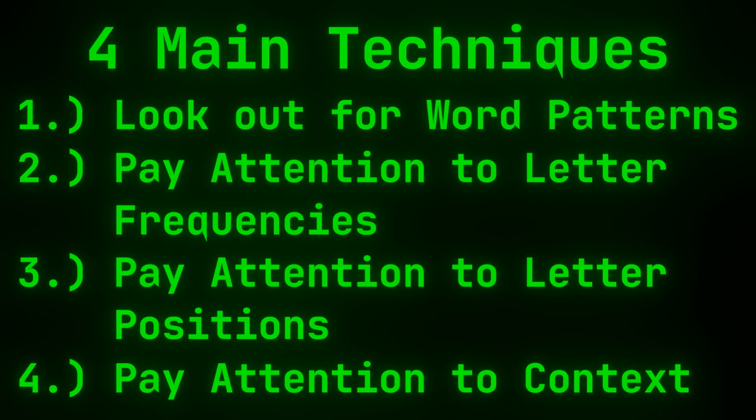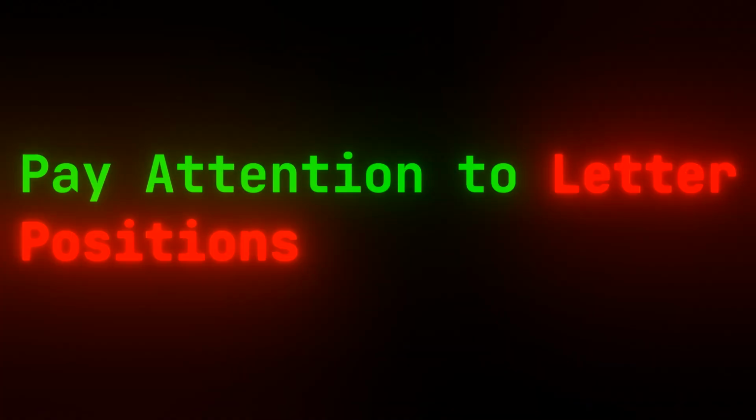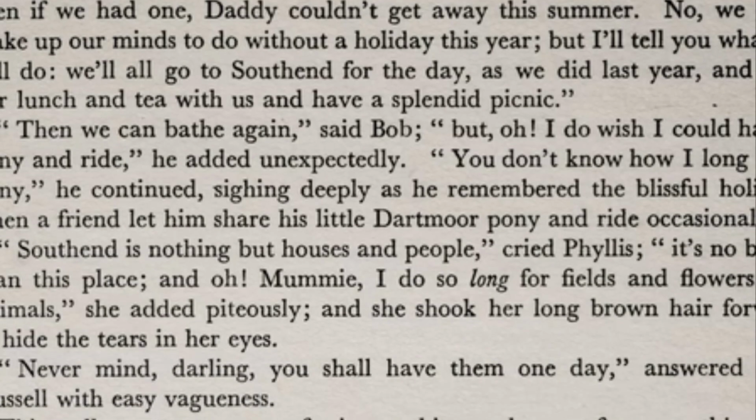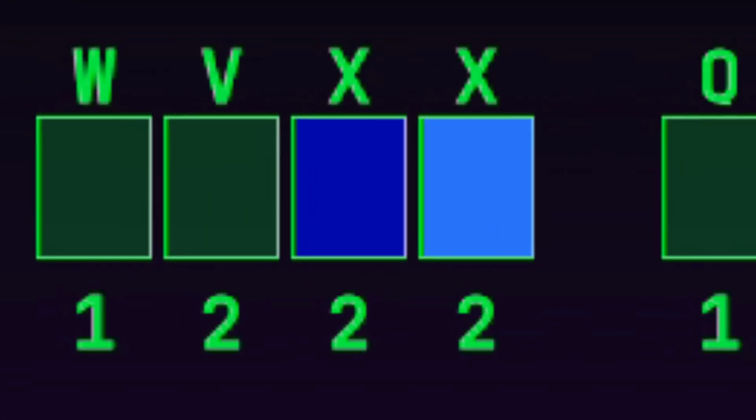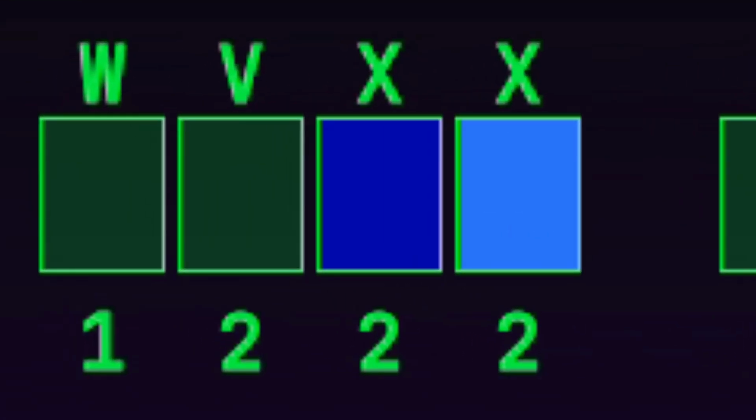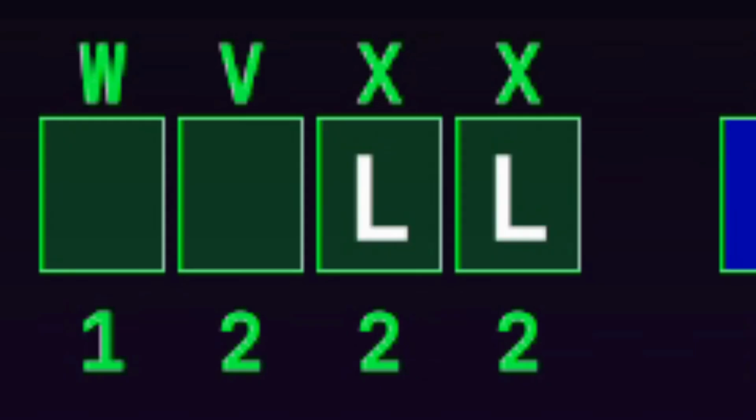The third technique requires a bit more practice as it relies on intuition. Pay attention to letter positions. Basically, you need a good understanding of where letters usually appear in words. Sometimes this is obvious, like if you see 2 of the same letter in a row, it probably isn't an H. Something like an L or an S would make a lot more sense. But there's also a ton more subtle details that you'll pick up with practice.